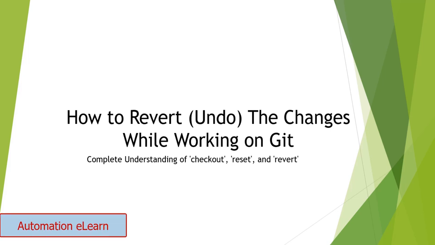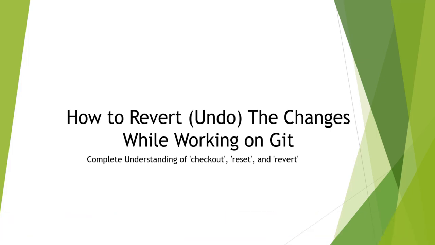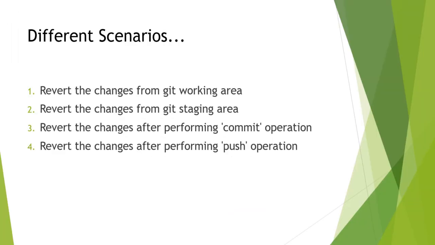So guys, we are in part 3 of our discussion on how to revert changes or files while working on Git. Before that we have discussed two other topics: how to revert the changes from the Git working area and how to revert the changes from the Git staging area. Today I'm going to discuss how to revert the changes after we perform a commit operation. So what it means is I want to revert my commit itself.